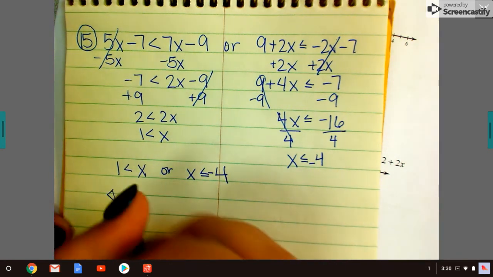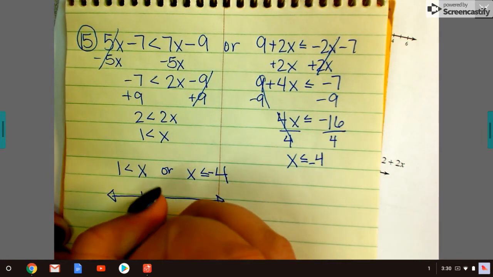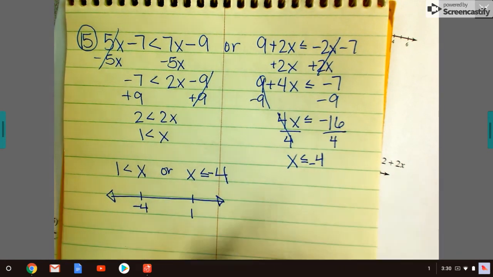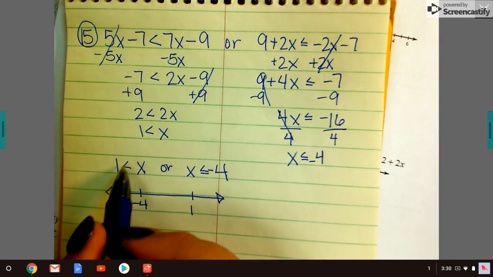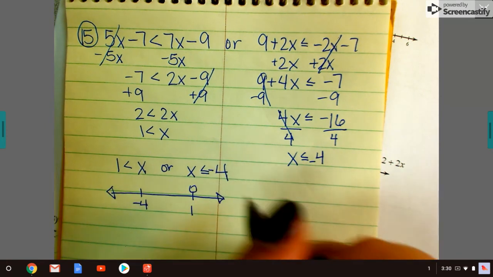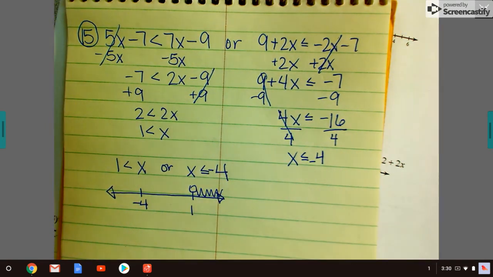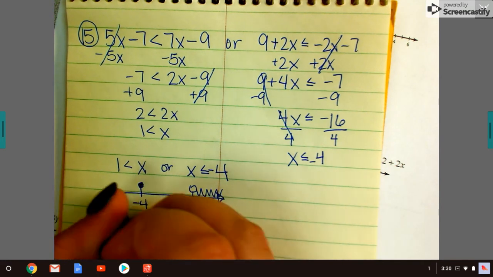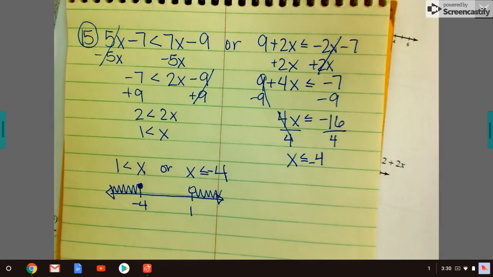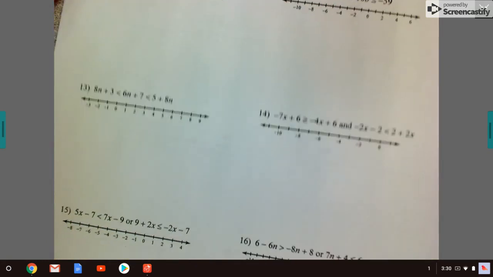And now I can graph. Make sure you put your numbers on the number line in the orientation they should be in. This one gives me 1 is less than x, so that's an open dot, and that's shaded to the right. And x is less than or equal to negative 4 is a closed dot, shaded to the left. So I'll leave you to do the multi-step equations that are on 14 and 16.